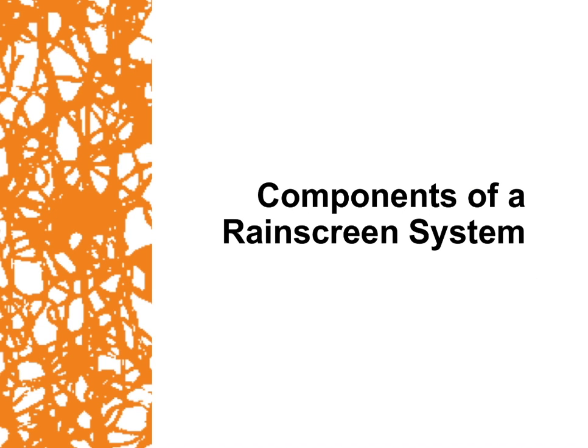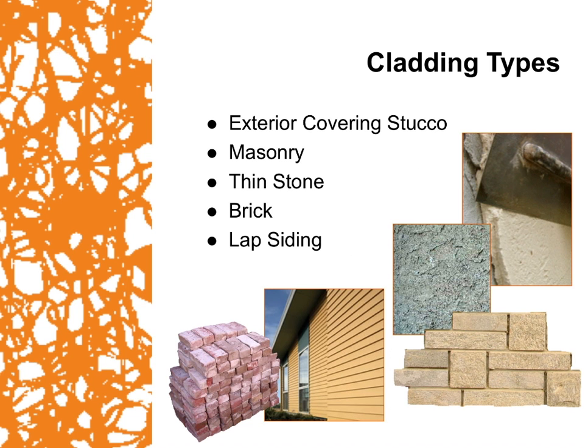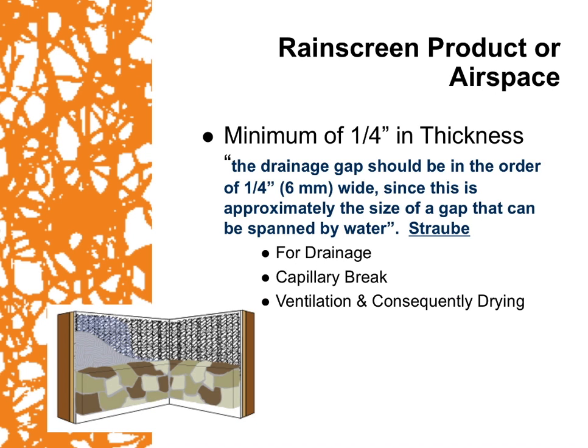Components of a rainscreen system. The components that make up a rainscreen system are as follows: the cladding types, rainscreen products or airspace, and then weather-resistant barrier or air barrier. Some of the cladding types would be stucco, masonry, thin veneer stone, brick, or lap siding. Rainscreen products and airspace. When trying to achieve an airspace, you want to make sure that it's a minimum of 1/4 inch. This is because this is the approximate size at which a bead of water can no longer hold its own weight. Thus, you get proper drainage and capillary break, as well as ventilation.